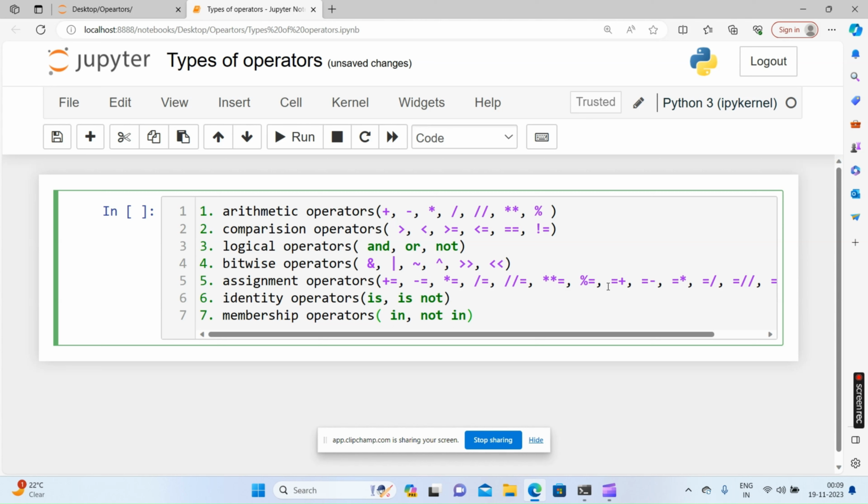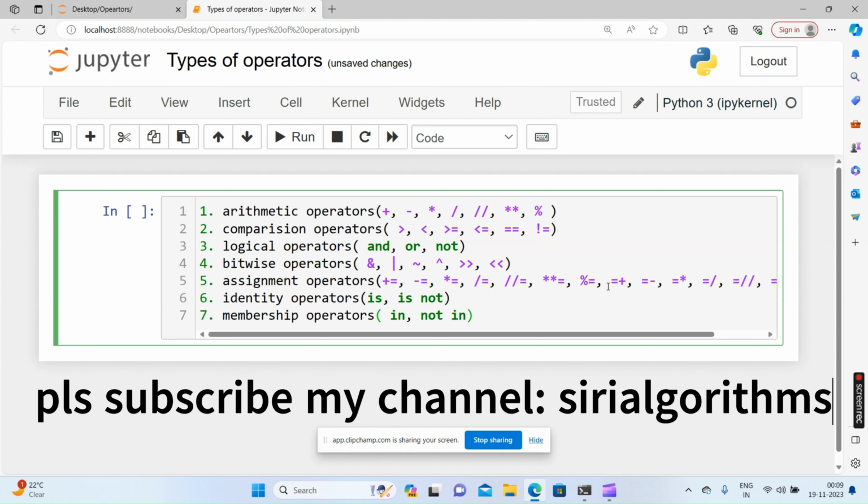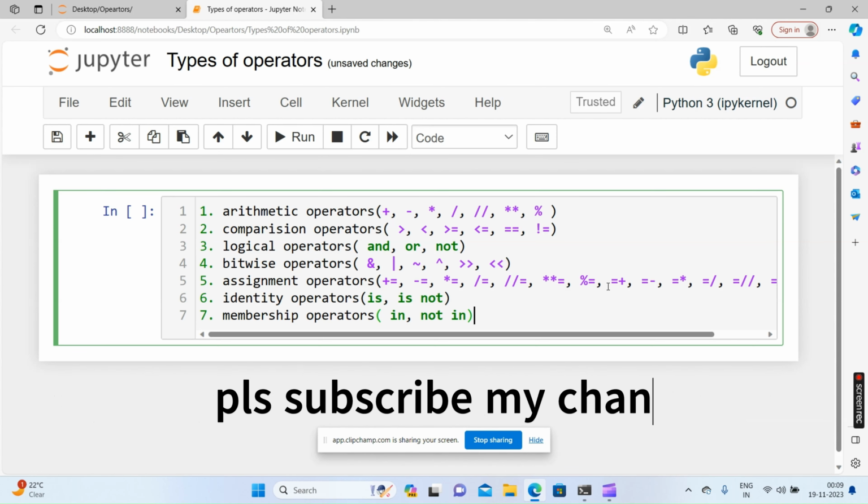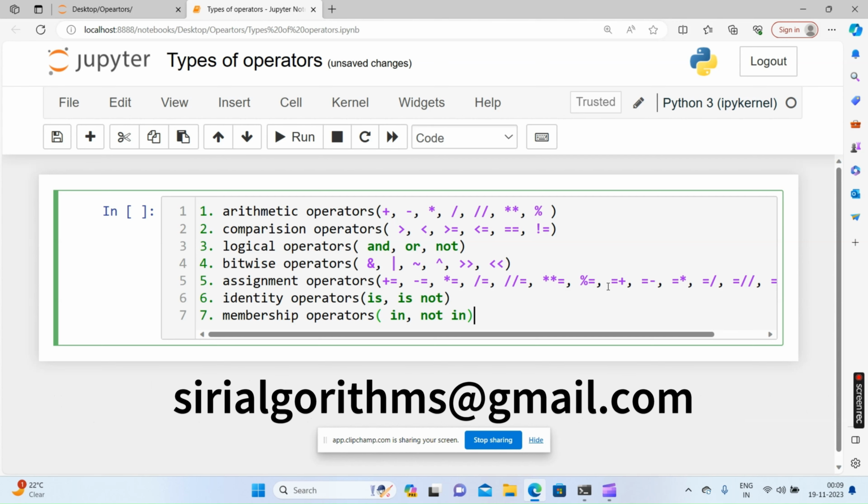So these are the 7 types of operators in Python. So in the next video, I'm going to show you the program for each operator.